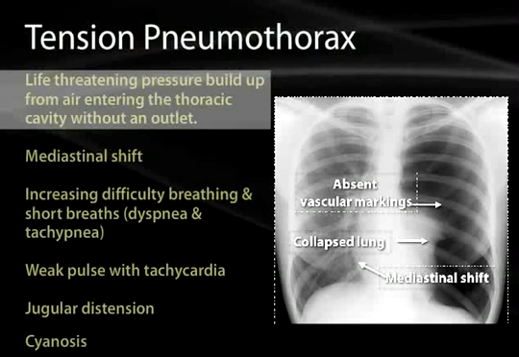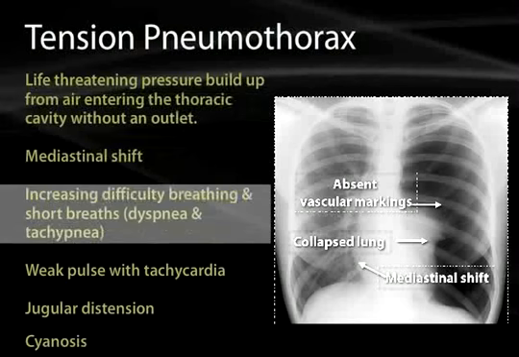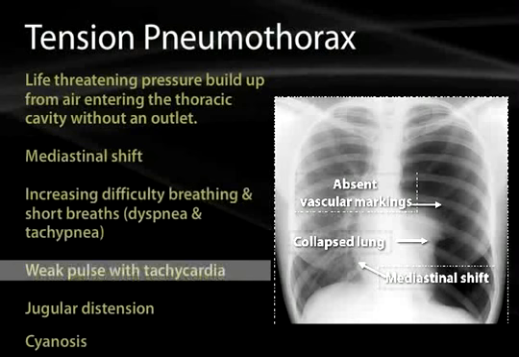This is known as a tension pneumothorax, and the tension comes from that air cavity which is bringing in air but not allowed to release the air, which is pushing all of the other structures to the uninjured side.